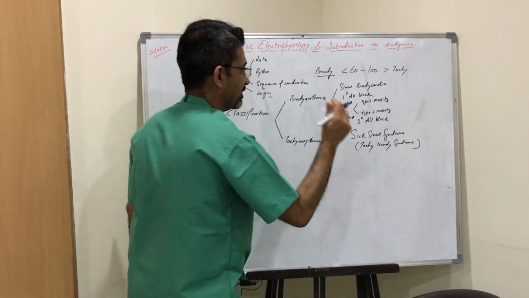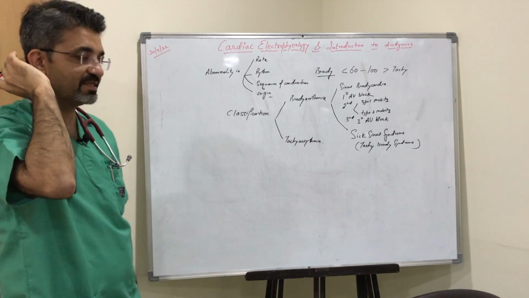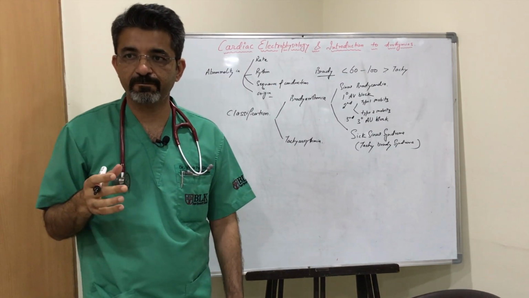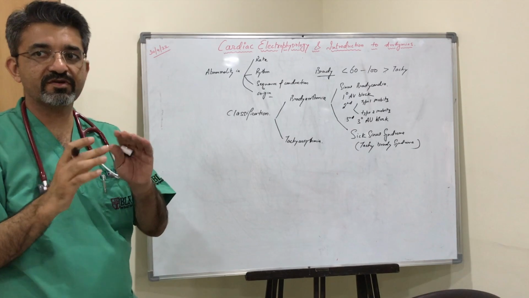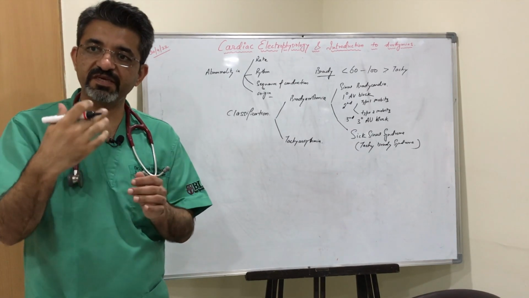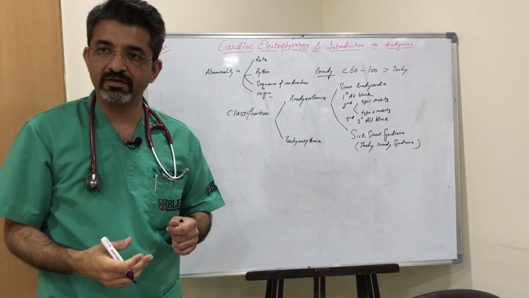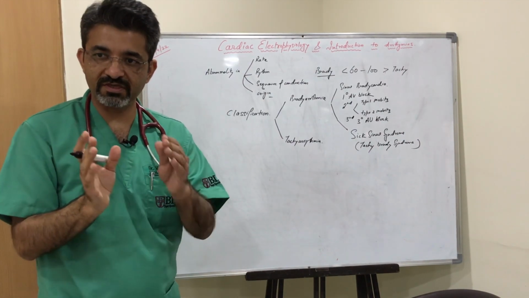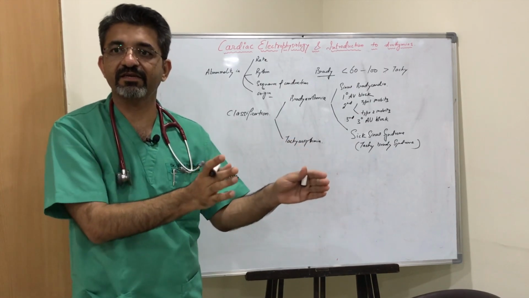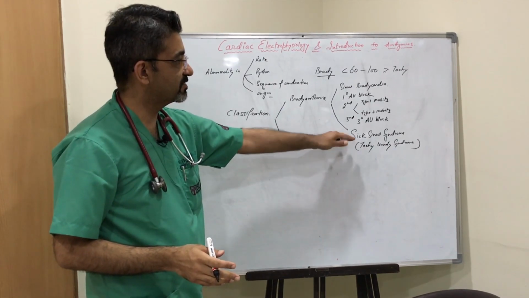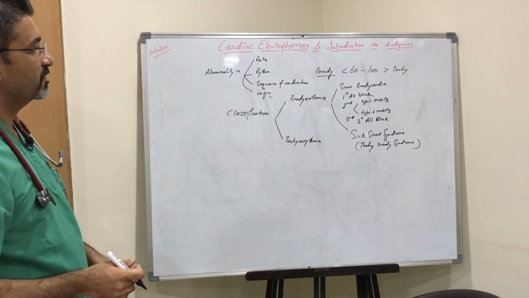You know what is happening in sick sinus syndrome. The sinus node is dysfunctional, right? So the rate is slow. Some other pacemaker in the atria takes over its role, and there is tachycardia. So there is alternate bradycardia and tachycardia. This is known as tachy-brady syndrome, also known as sick sinus syndrome.